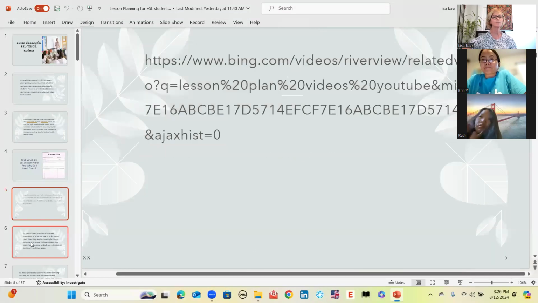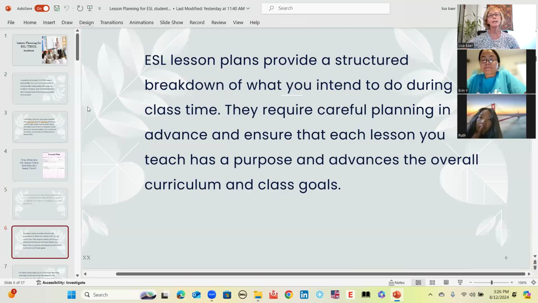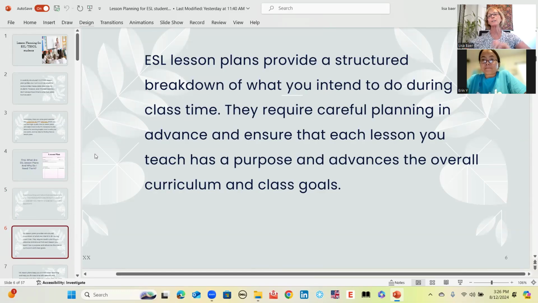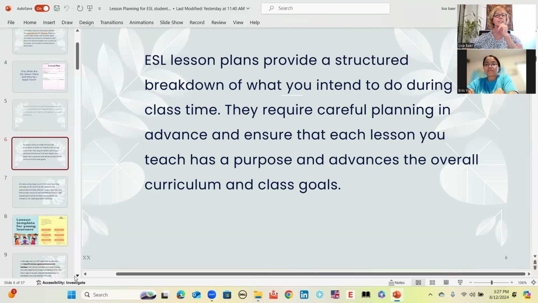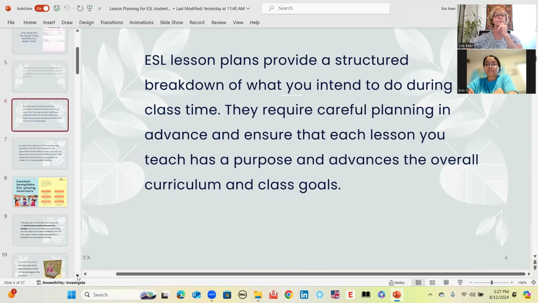Okay, good. So ESL lesson plans provide a structured breakdown of what you intend to do during class time. They require careful planning in advance and ensure that each lesson you teach has a purpose and advances the overall curriculum and class goals. And if you don't know these, then you really need to get those down before you start teaching.